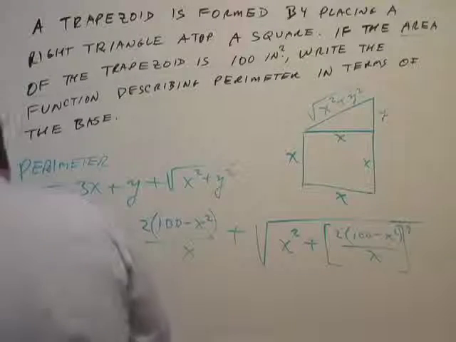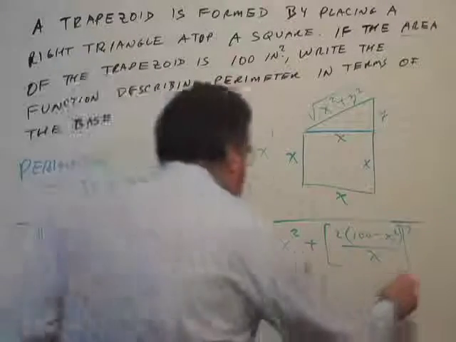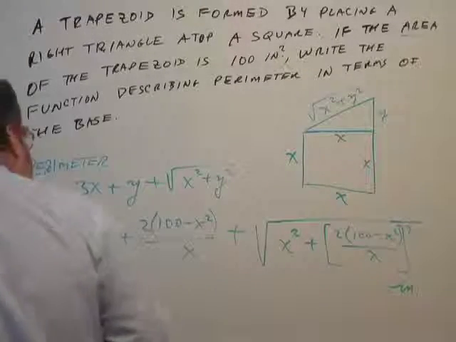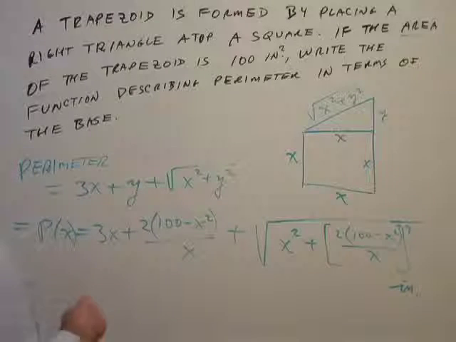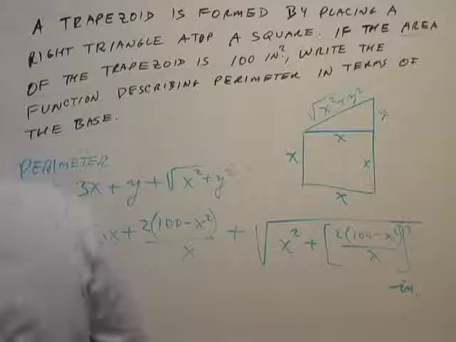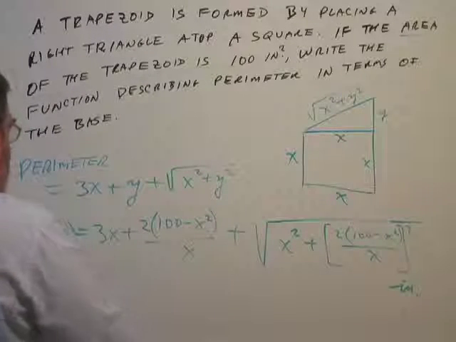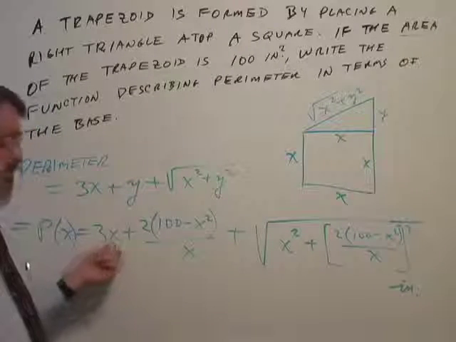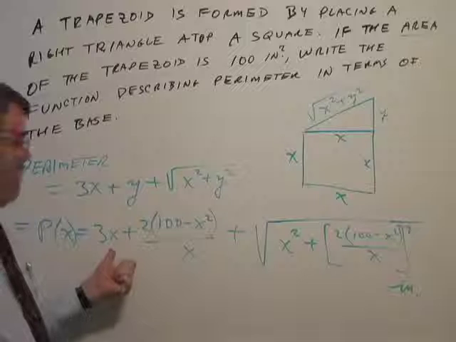Alright, and this is in inches. IN for inches, or you can spell it out, doesn't matter to me. But perimeter is in inches. And do you see the inches here? X is in inches, so there's 3x inches.